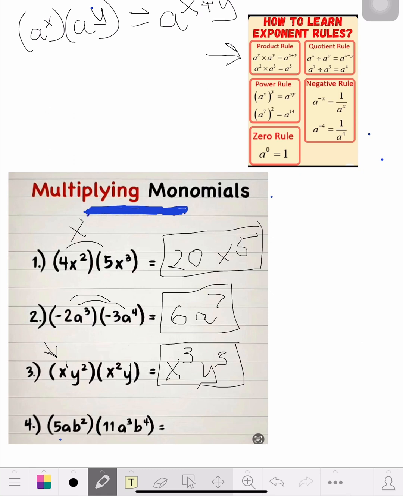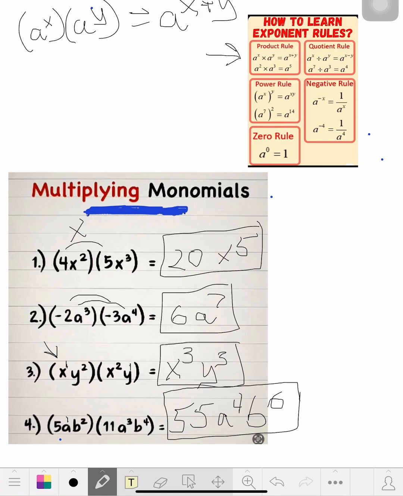Okay, now let's go to the next one. This really has both tricks in it. Okay, we get 5 times 11 is 55. Now we got a to the 1st, a1, remember you've got to write that. A to the 1st times a to the 3rd is 1 plus 3 is 4. So we get a to the 4th. Okay, seems easy. Now we got b squared times b to the 4th, so we get 2 plus 4 is 6. So we get b to the 6th. Let's square this off. And that was all there was to it. We whizzed right through these.